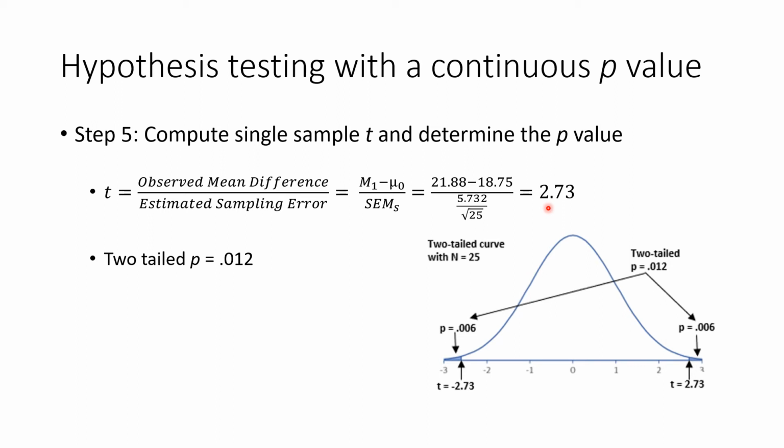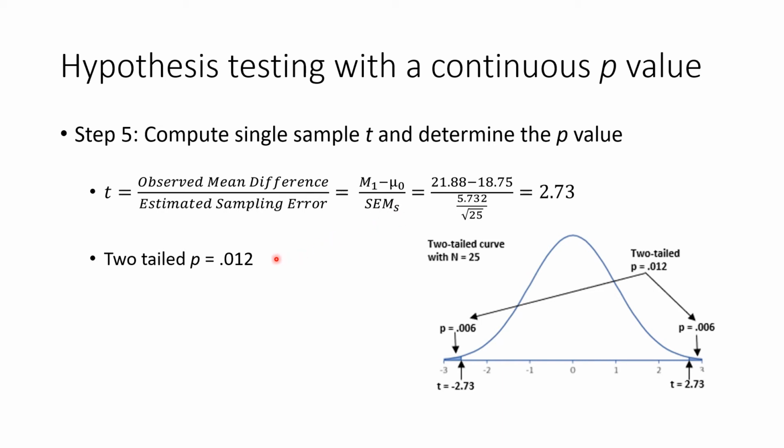What that literally means is the deviation in the numerator is 2.73 times larger than you would expect by sampling error. Whenever you get something that large, you know you're probably going to get a small p-value.